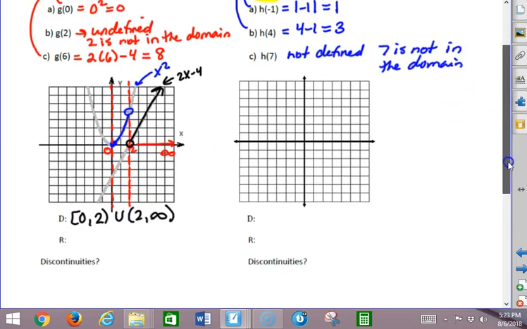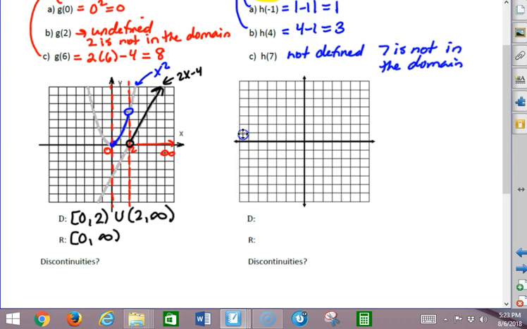The range is everything from the lowest value of y, which is 0, to the highest value of y, which would be infinity because it goes all the way up. So notice any value for y is covered. Now some of them are on both sections of the graph, but that's fine because one y can have two x's, just one x can't have two y's. So my lowest value is 0, my highest value is infinity for my range.